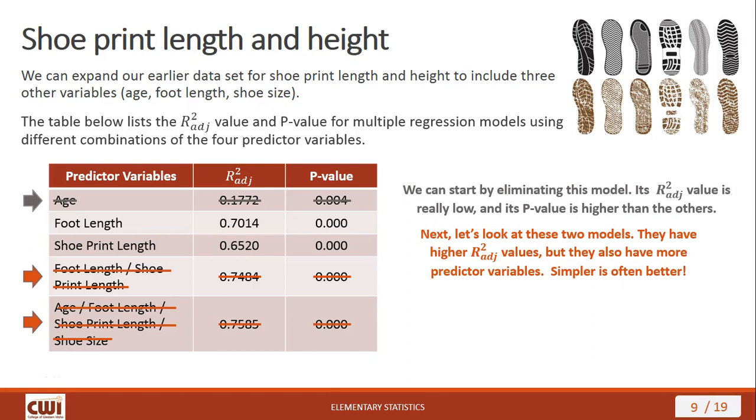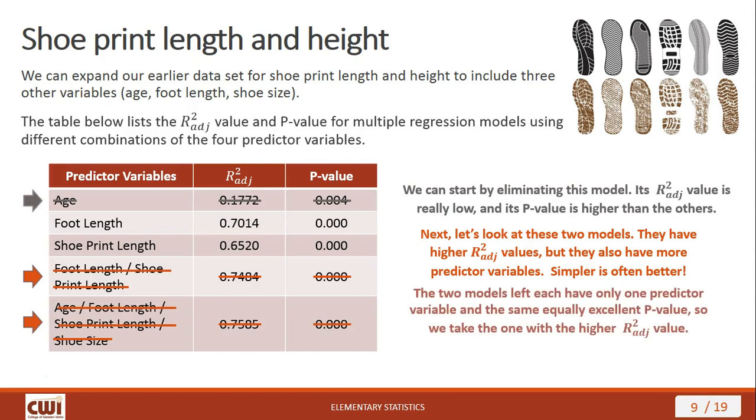So now we're looking at two models that have one variable each in them, and they have the same p-value, but one has a higher adjusted R-squared value than the other. So we're actually going to look at those two models and say, yeah, we're going to take the one with the higher adjusted R-squared value because all the other considerations are the same. P-value is the same, number of variables in the model are the same. So we're going to just take the one that has the higher adjusted R-squared value, and that's going to be the model that we select.